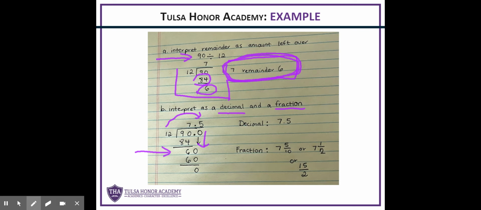And we know that 12 goes into 65 times, and then there would be nothing left. We just have to remember to put that decimal point because we kept adding a 0. So then our decimal answer would be 7.5.